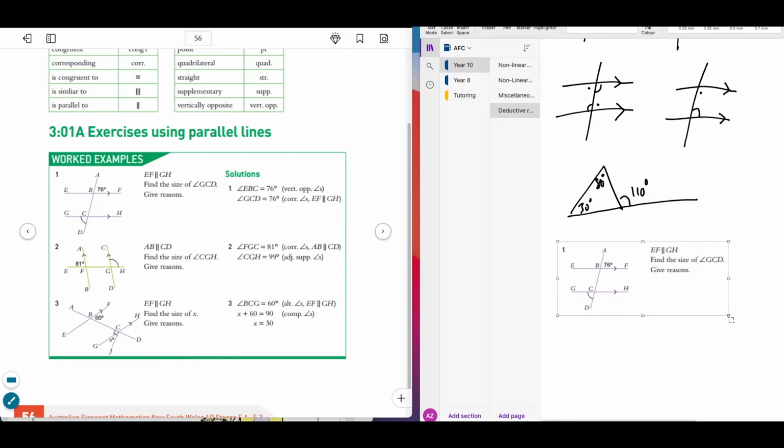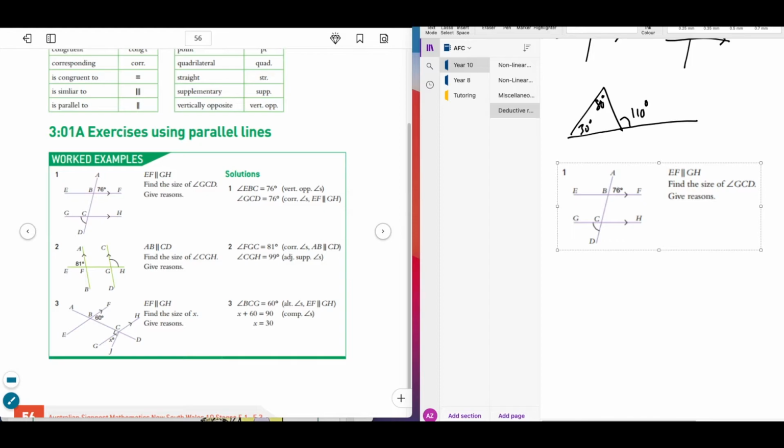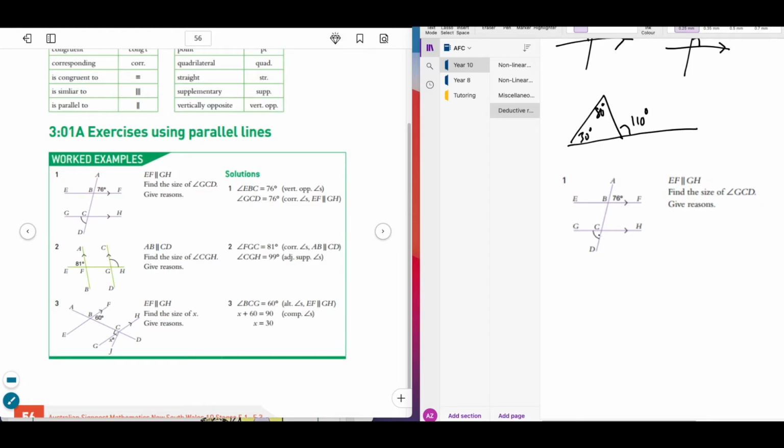All right. Let's take a look. It says find the size of angle GCD giving reasons. So we're trying to work out what this angle is. In order to do that, we can first work out what this angle is, right? This will be your step 1, and that's called your corresponding angles. In step 2, you would work it out through vertically opposite angles, right? Once you've established the steps, that's when you can write down your solution. So we can say that angle BCH is equal to what? 76 degrees. And what's the reason? Well, remember, these are corresponding angles, right? So corresponding angles.